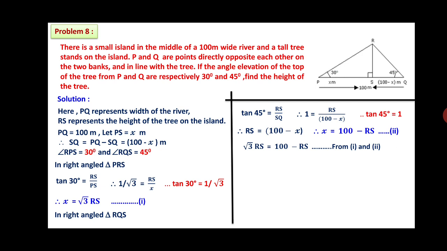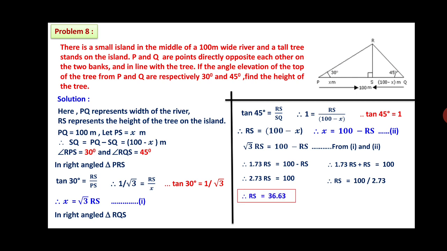So, from 1 and 2, you can write root 3 into RS is equal to 100 minus RS. By substituting the value of root 3, 1.73 RS is equal to 100 minus RS. So, RS goes to the left, it will become 2.73 RS is equal to 100. Therefore, RS is equal to 100 upon 2.73. Therefore, RS is equal to 36.63. You can write the height of the tree is 36.63 meter.